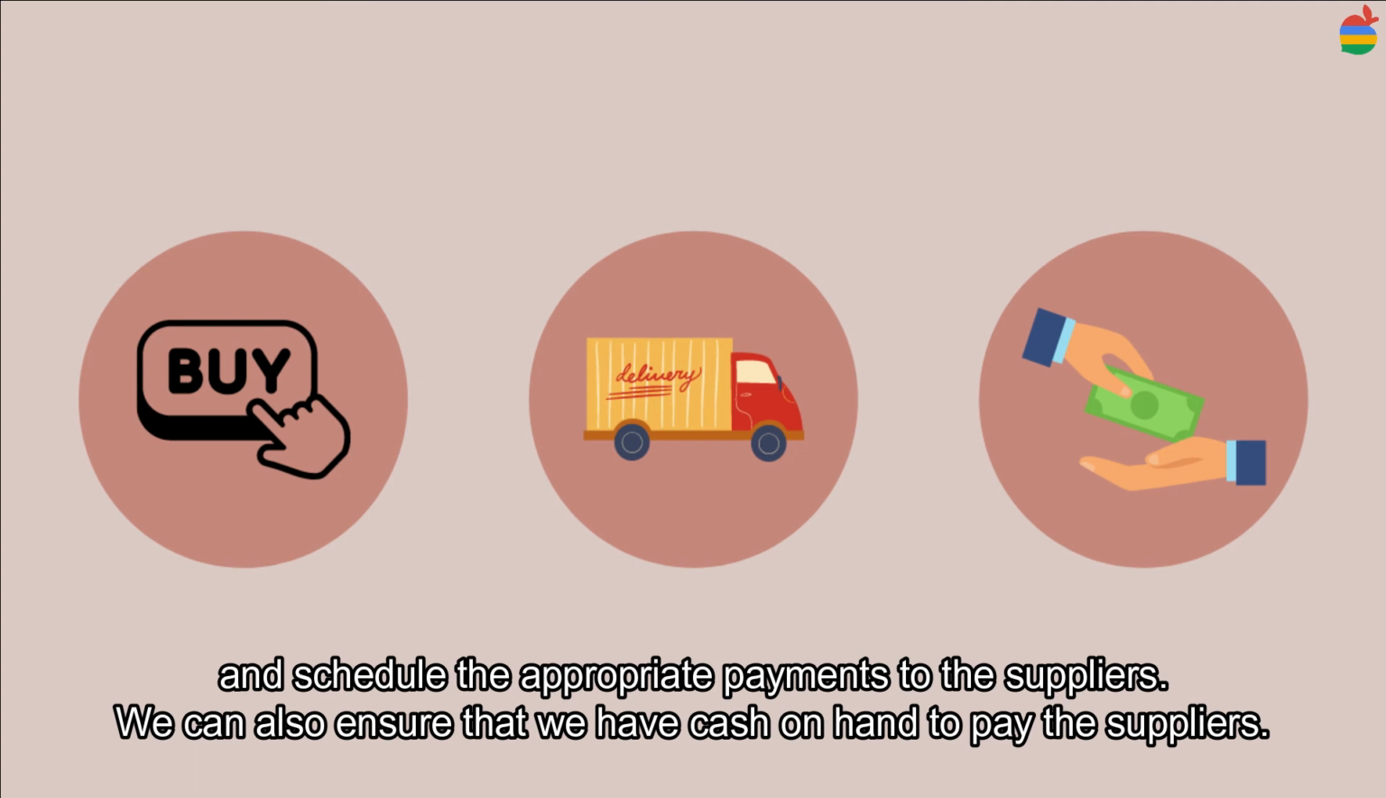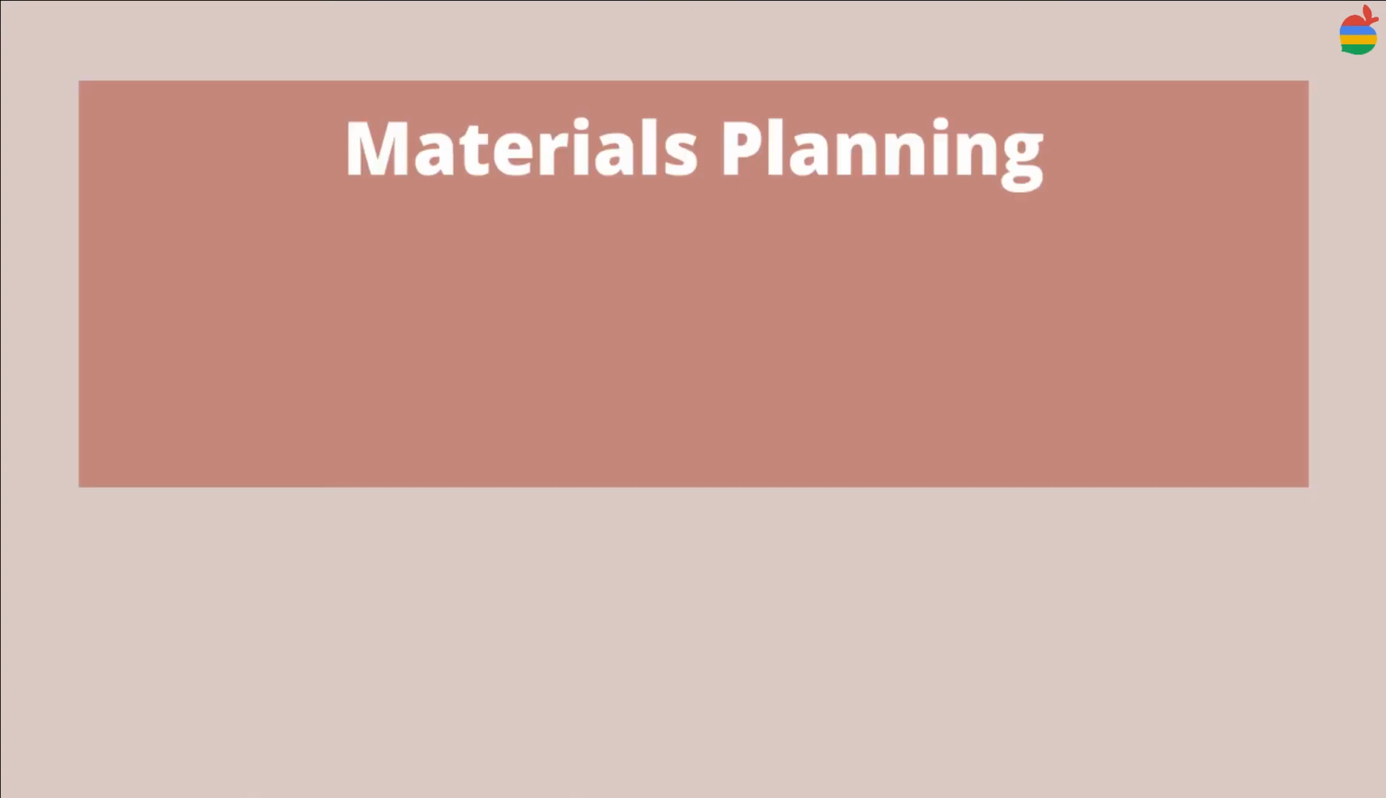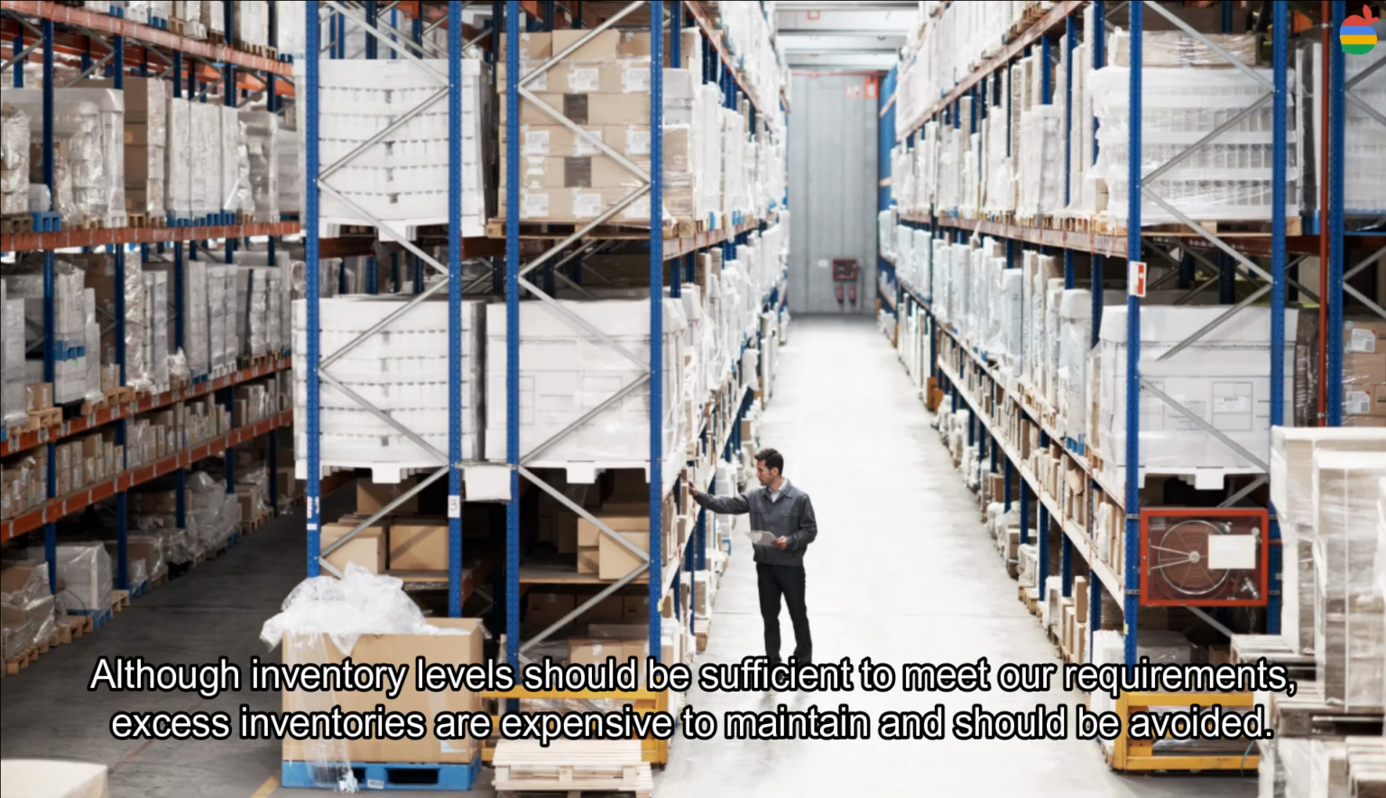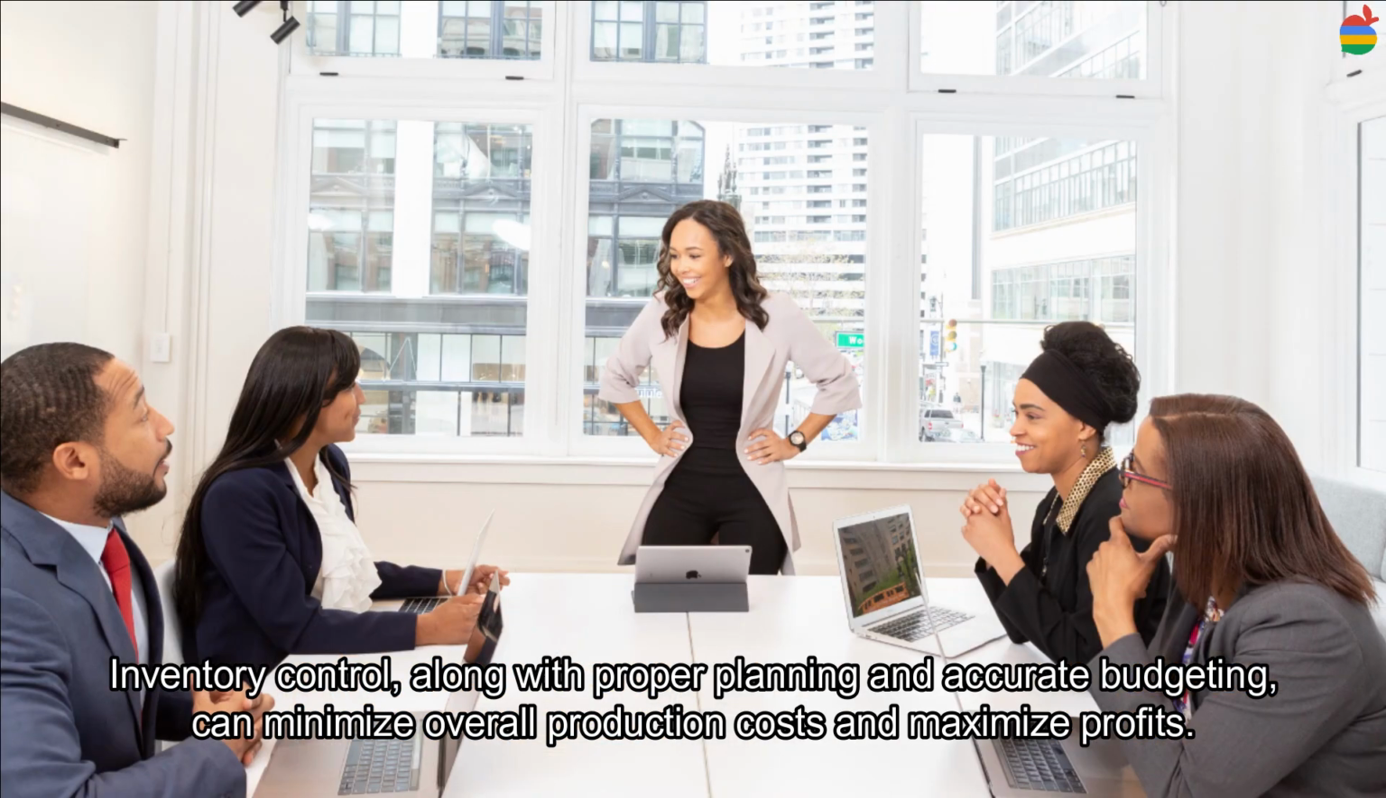So, what is the lesson summary for today? Material planning involves concepts and procedures designed to create an efficient and cost-effective workflow. Our goal in the manufacturing process should be to have all materials, supplies, and finished products available when we need them. Although inventory levels should be sufficient to meet our requirements, excess inventories are expensive to maintain and should be avoided. Inventory control, along with proper planning and accurate budgeting, can minimize overall production costs and maximize profit.